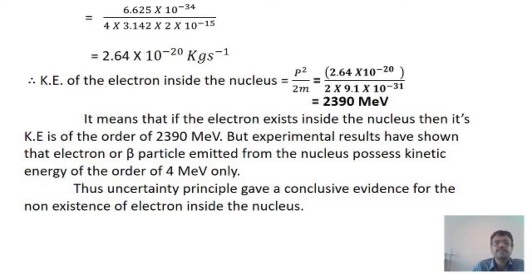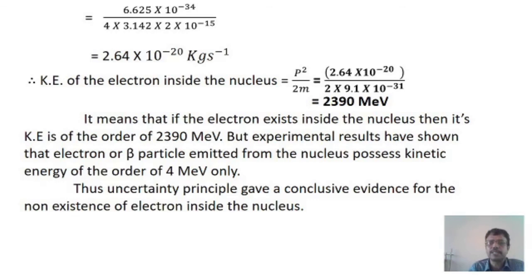Then the kinetic energy of the electron is p square by 2m. If you substitute, momentum is 2.64 into 10 power minus 20 whole square, divided by 2 into 9.1 into 10 power minus 31. Convert this into electron volt by dividing by 1.6 into 10 power minus 19. The kinetic energy of the electron inside the nucleus is 2390 mega electron volt. That means, if an electron is present inside the nucleus, its kinetic energy is 2390 mega electron volt.